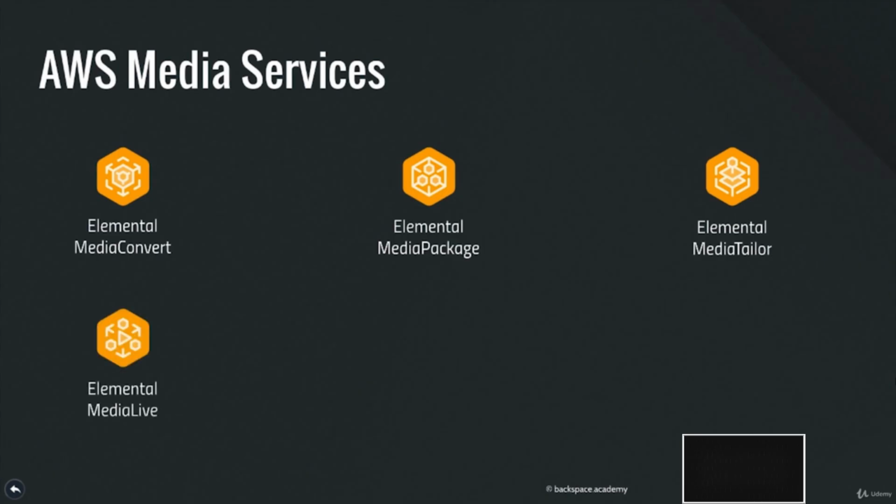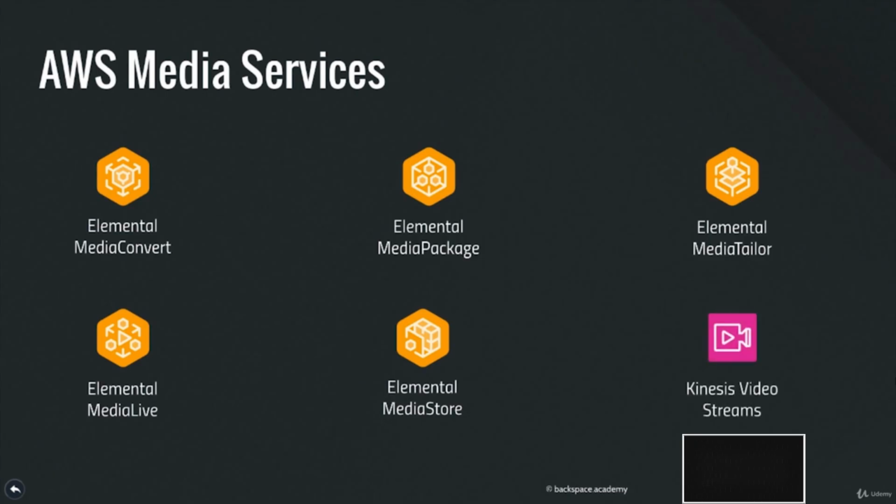AWS Elemental MediaLive is a broadcast-grade live video processing service for creating video streams for delivery to televisions and internet-connected devices. Elemental MediaStore is a storage service in the AWS cloud that is optimized for media. And finally, Amazon Kinesis Video Streams streams video from connected devices through to the AWS cloud for analytics, machine learning, and other processing applications.